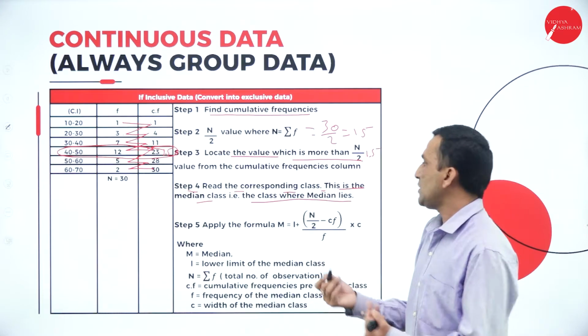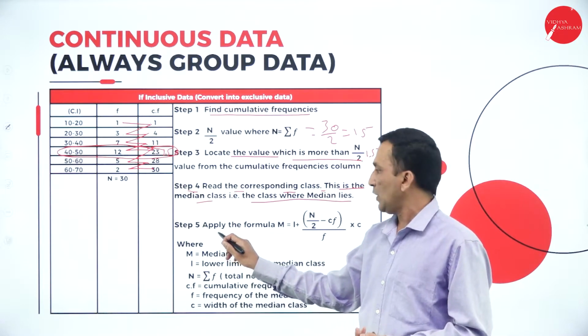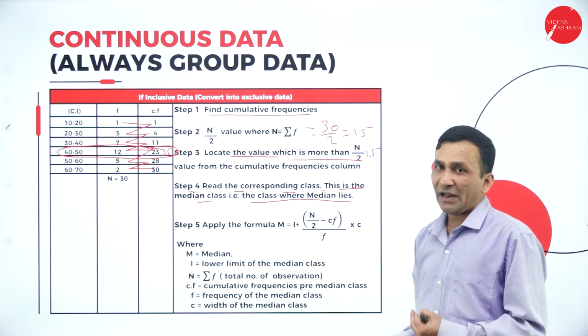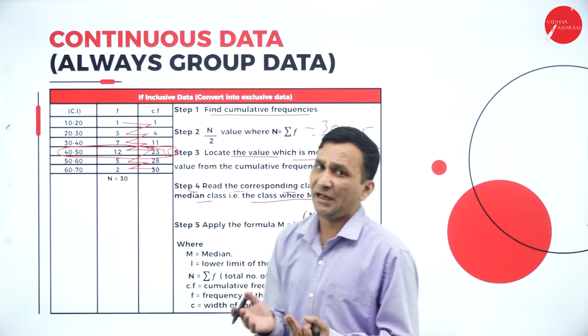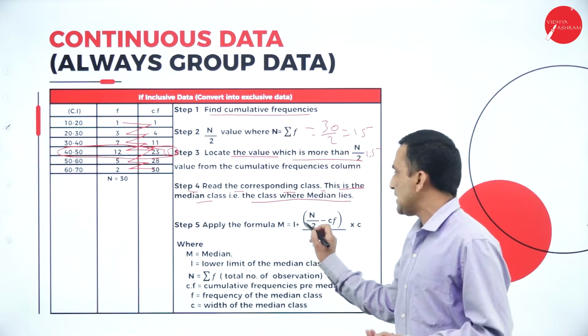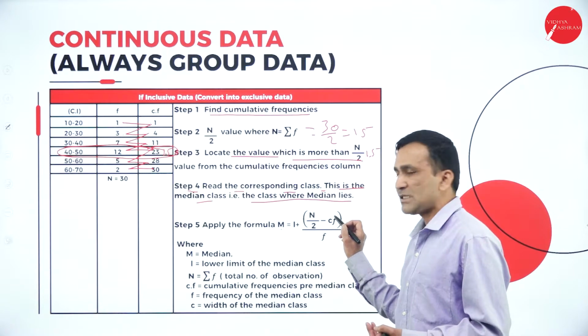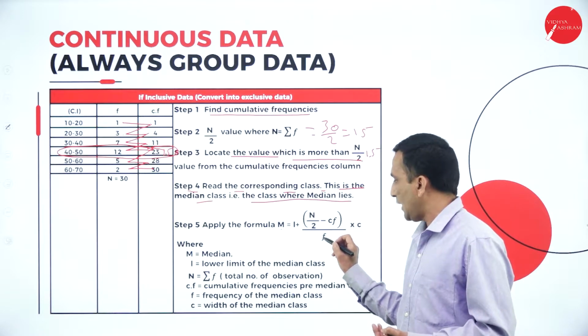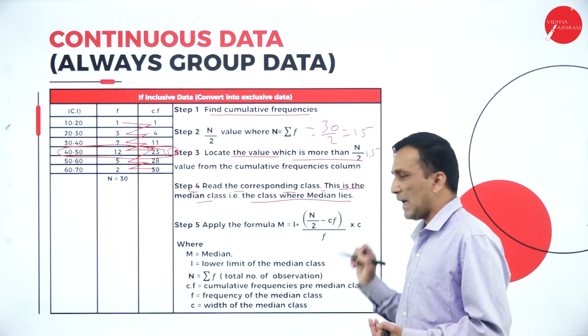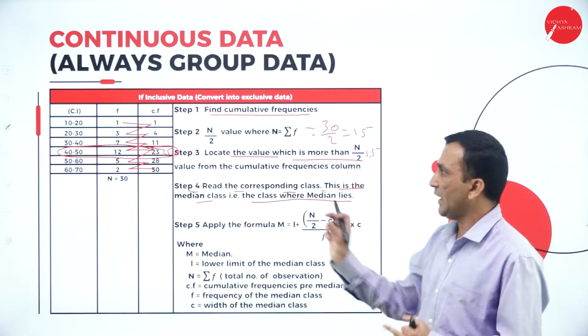Now for the fourth step I need to apply the final formula: M is equal to, M symbolically representing median, M is equal to L plus n by 2 minus cumulative frequency, divided by f, into class width. Okay, each class has a width of 10.